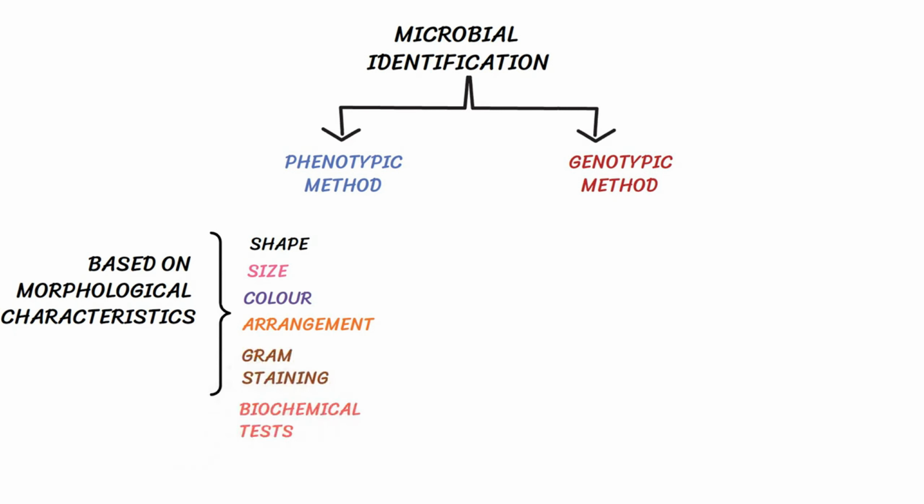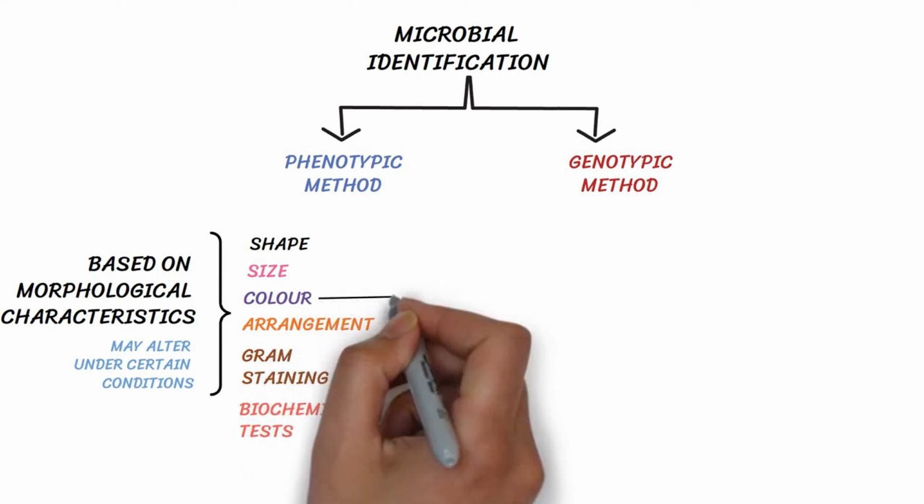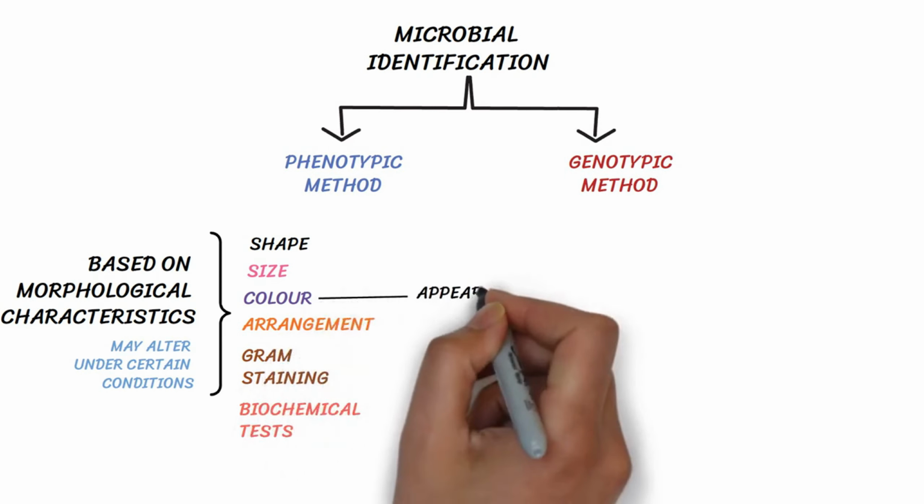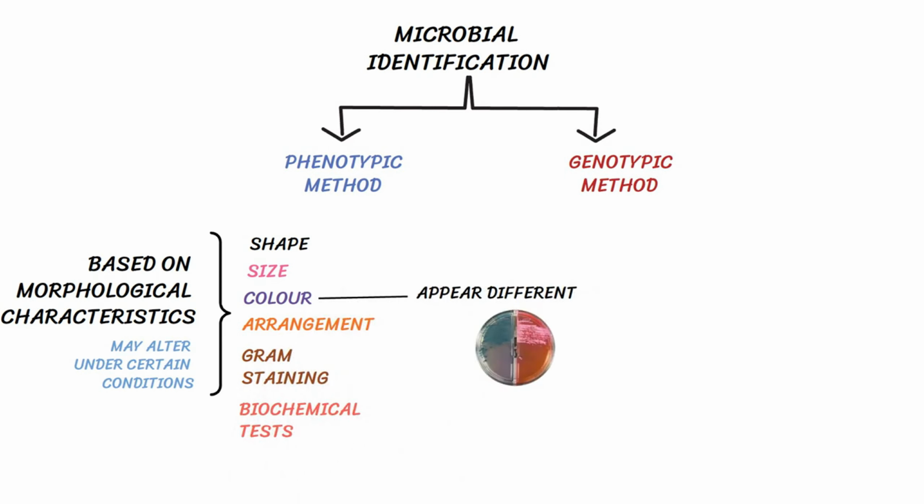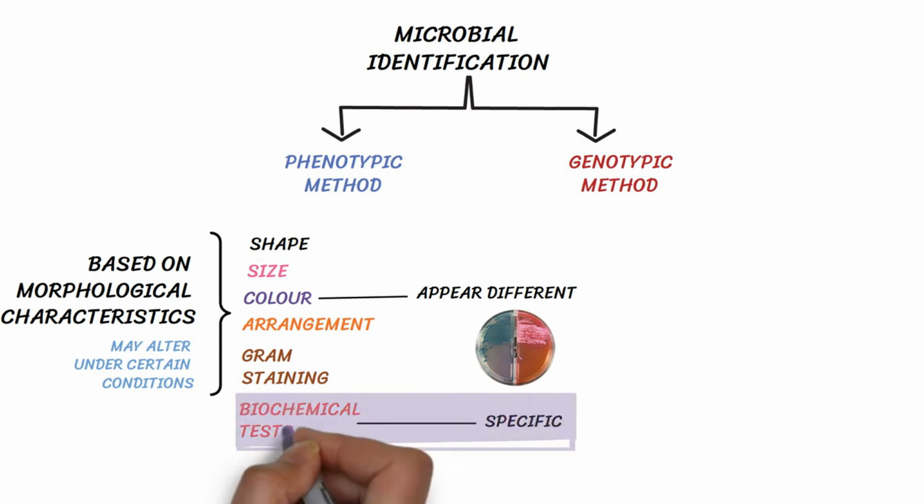The phenotypic characteristics of microbes may alter under certain conditions. For example, color of a microbial colony may appear different on two different media. However, the microbial response to certain biochemical reactions is specific. Based on this, several developments have been made in the recent years to bring consistency in these biochemical identification systems.